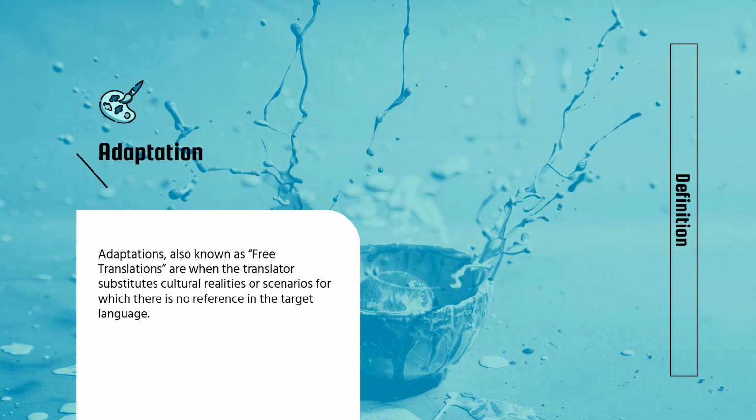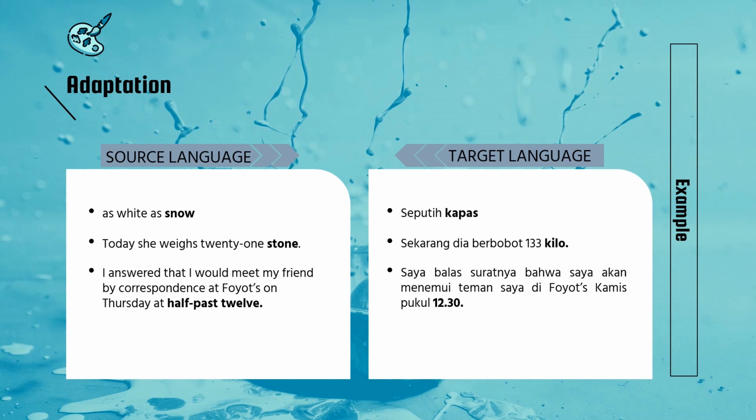And the example of adaptation, the first example in the source language there is as white as snow, and in the target language there is putih kapas. The real meaning of the sentence in the source language is seputih salju, but because in Indonesia there is no snow, so we translate it into seputih kapas.